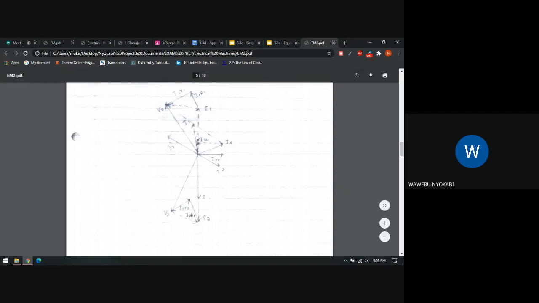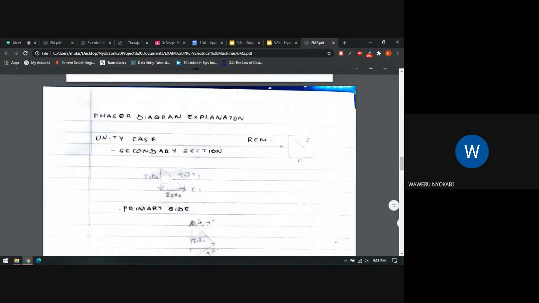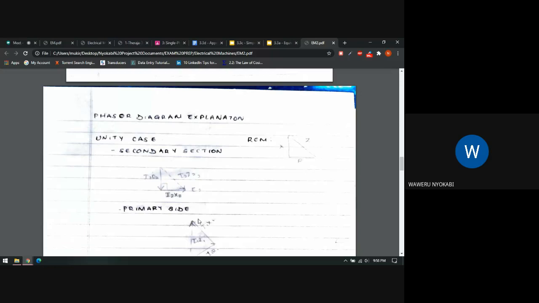And then it's the same thing for the primary side. So that's why I just wanted to quickly go through that, because now it's an impedance and not just a resistance. Okay, so that's it for type 4.